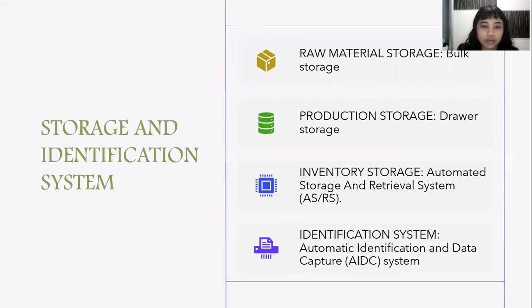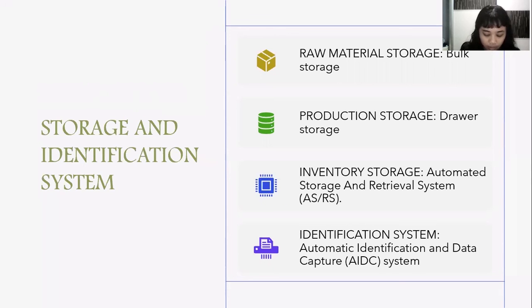Then we have the storage and identification system. For the raw material storage, since the raw material is the only thing that will be in the storage room, we have proposed to use bulk storage, because bulk storage has the highest density and only stores large unit loads. It has low accessibility, but this place is only for a few workers. In the production workstation, we'll be using drawer storage because it is easy to access and visible to the workers. For inventory storage, we'll be using the automated storage and retrieval system, ASRS.